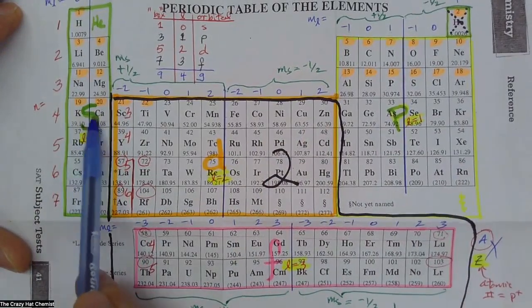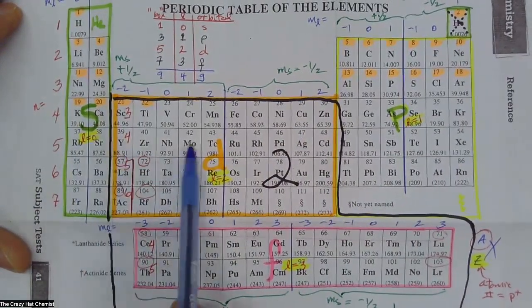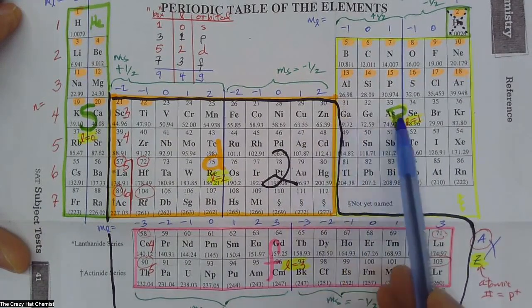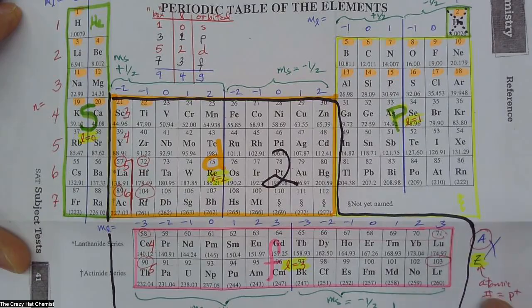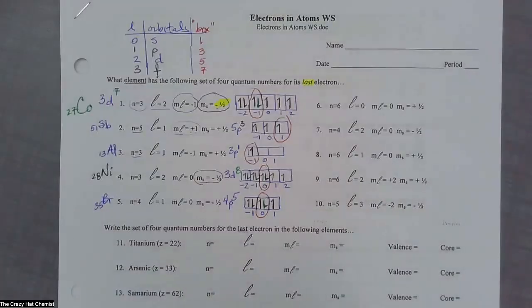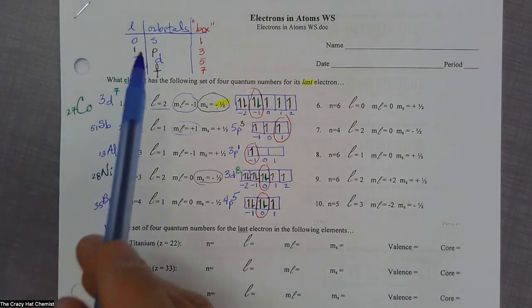So when it's an n of 4, it can be the following sets of elements. It could be one of these 2, it could be one of these 10, it could be one of these 6, or it could be one of these 14 right here. But further refinement, l of 1, that means it's a p subtype.